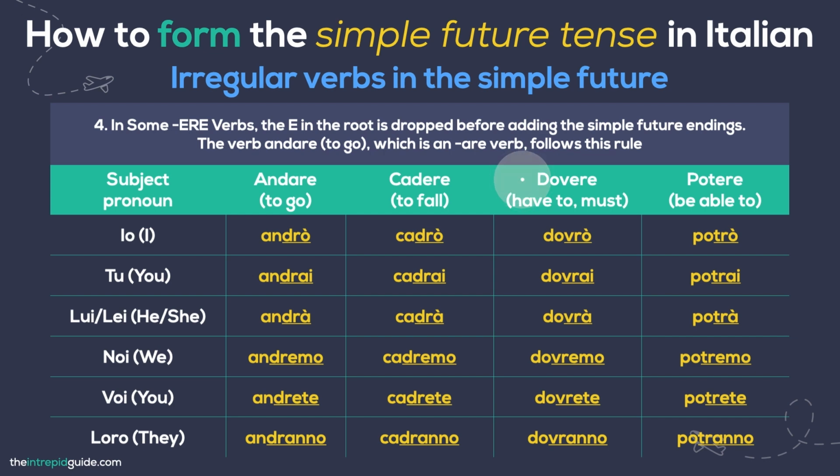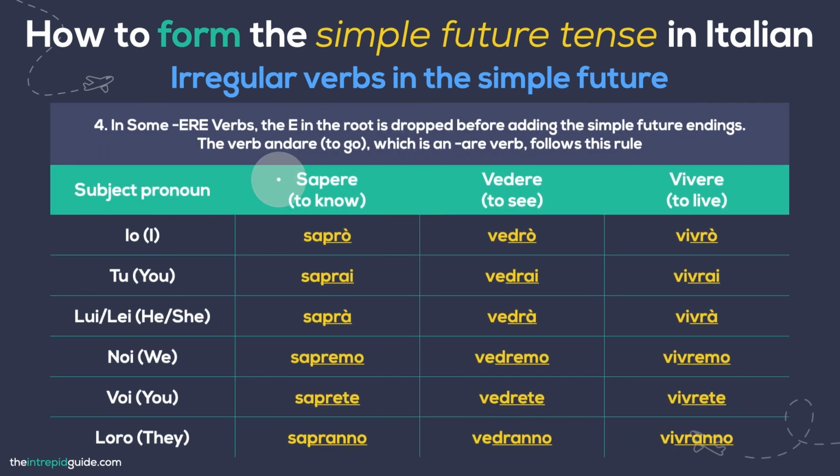Dovere, have to, must: dovrò, dovrai, dovrà, dovremo, dovrete, dovranno. Potere, to be able to: potrò, potrai, potrà, potremo, potrete, potranno. Sapere, to know: saprò, saprai, saprà, sapremo, saprete, sapranno.